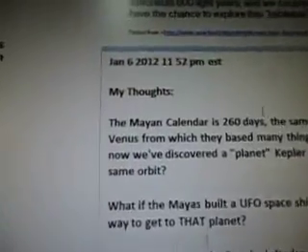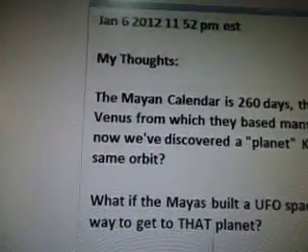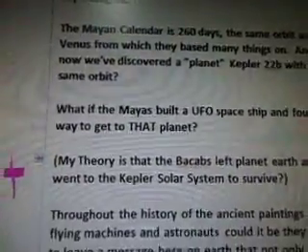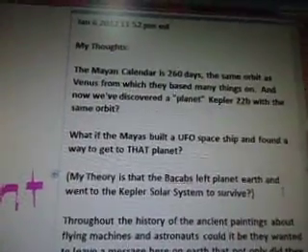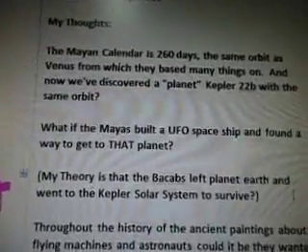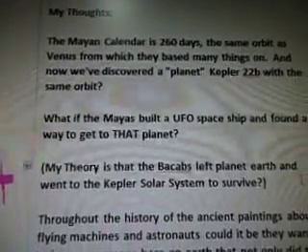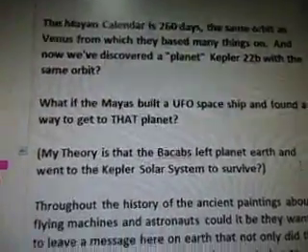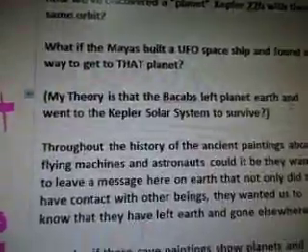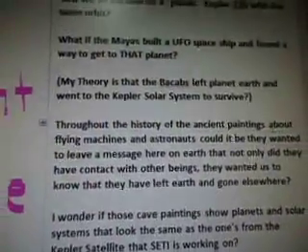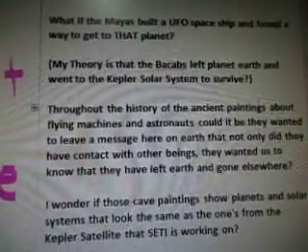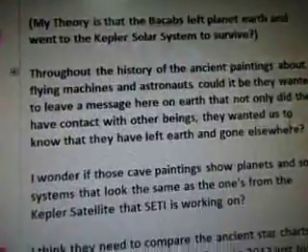Okay? So January 6, 2012, 11:52 p.m. Eastern Standard Time, my thoughts. The Maya calendar is 260 days, the same orbit as Venus, from which they based many things on. And now we've discovered a planet, Kepler 22b, with the same orbit. What if the Mayas built a UFO spaceship and found a way to get to that planet? My theory is that the Bacabs left planet Earth and went to the Kepler Solar System to survive.